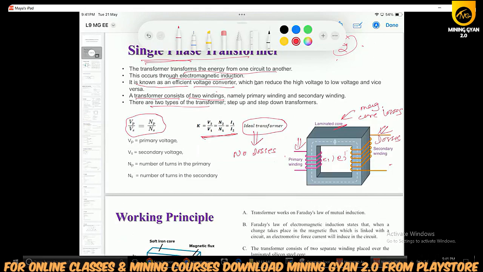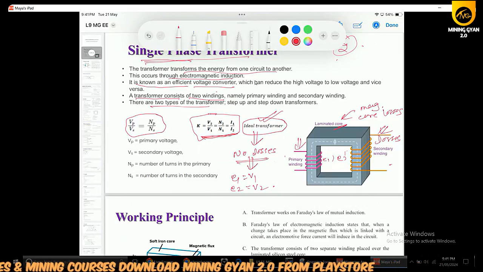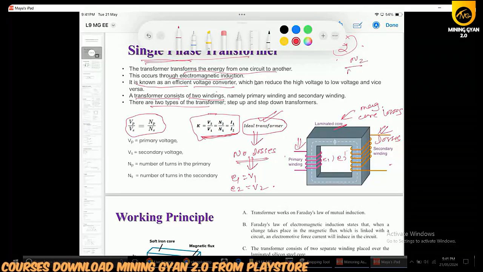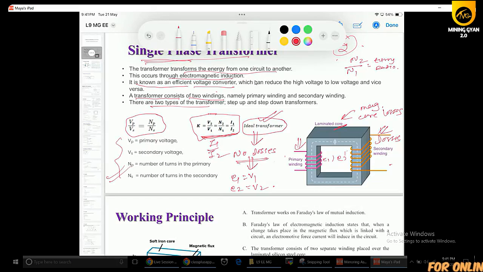So, in case of an ideal transformer, there will be no losses. We assume that. Then, in case of an ideal transformer, E1 will be equal to V1 and E2 will be equal to V2, such that the transformation ratio is V2 by V1, and that is equal to N2 by N1. N2 by N1 is called the turns ratio, or transformation ratio, and that is also equal to I1 by I2. You please remember that, and I have given these definitions.